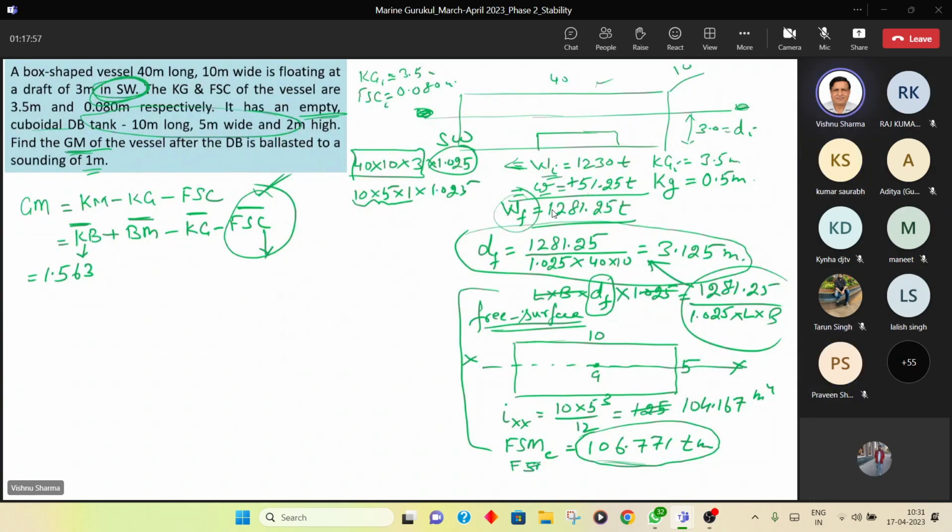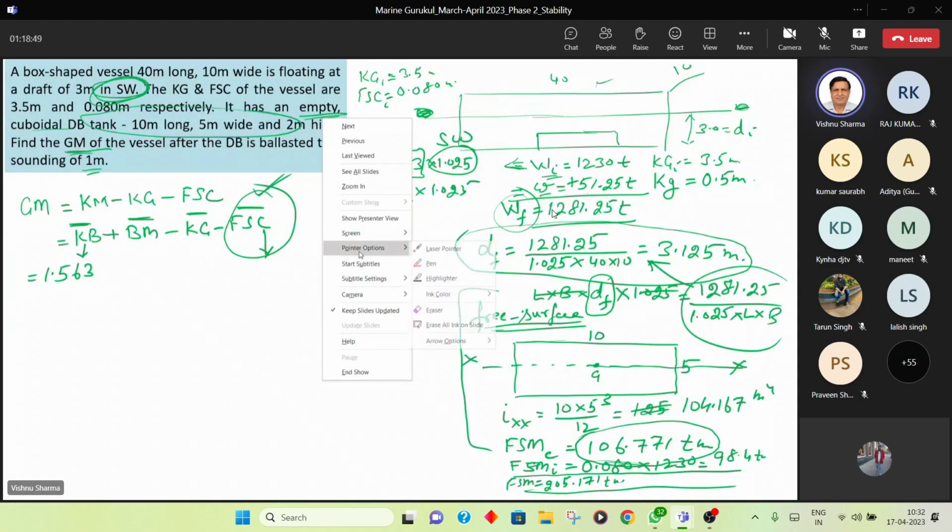What was the FSM initially when the ship was in the initial condition? The initial FSC was 0.080 and displacement was 1230, which comes to 98.4 ton meters. Correct, guys? This will give us the final FSM. You add the two, and it becomes 205.171. Everybody is okay up to the final FSM?